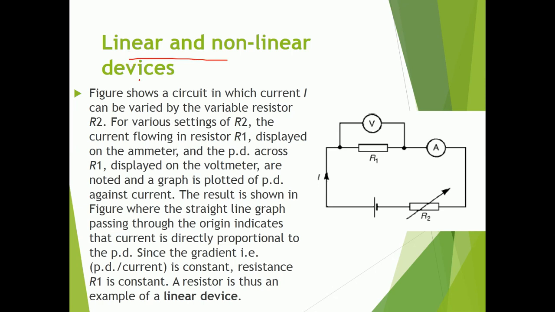Linear and non-linear devices. Let us first see this diagram. The circuit diagram consists of 2 resistors, R1 and R2. R1 is a fixed resistor, whereas R2 is a variable resistor. So what is a variable resistor? First of all, just look at this arrow. This signifies that the value of the resistance can be changed.